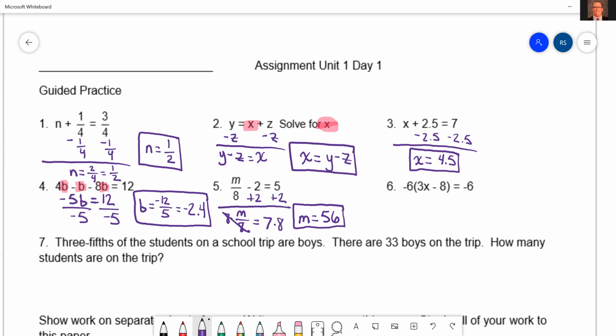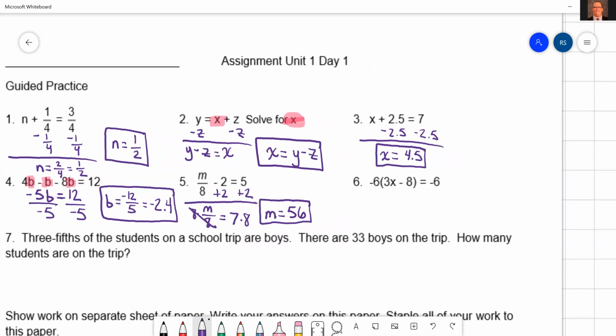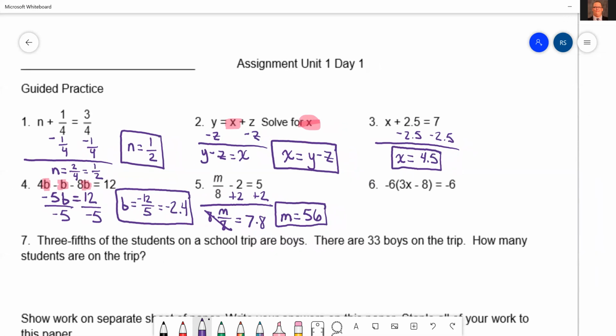Okay, cruising right along. Number 6. So we see this negative 6 outside the parentheses. That means we're not going to use a highlighter. I want to distribute this negative 6.